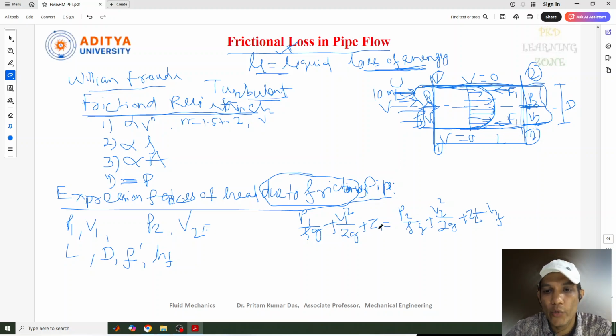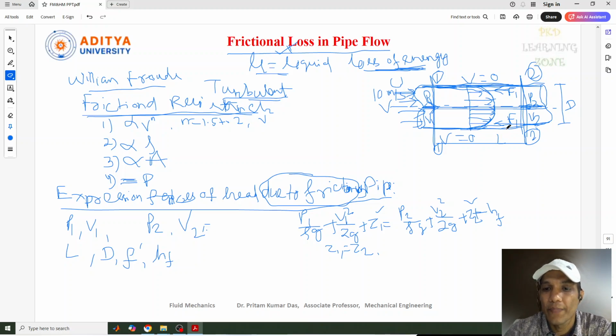Now, if you see the equation here, Z1 and Z2 are the same, because Z1 and Z2 are nothing but the height of the pipe through which the fluid is flowing, at what head it is situated, at what height it is situated. If you see section 1 and section 2, this pipe is horizontal. So we can consider Z1 equal to Z2.